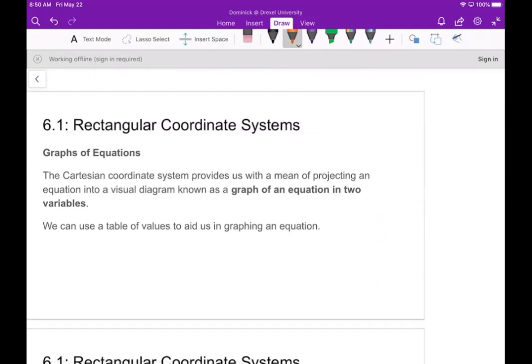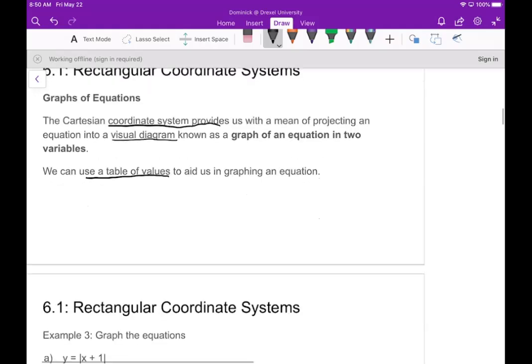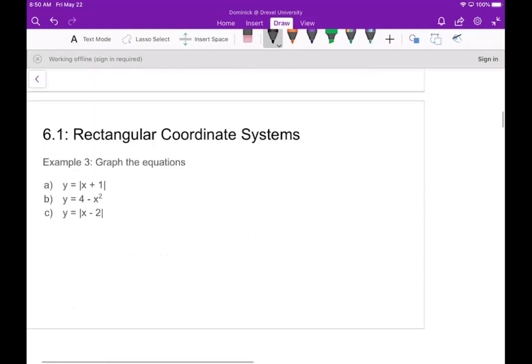Okay, now we're going to talk about how we can use the coordinate system to provide graphs of equations. So if you have a two variable equation, the coordinate system gives you a way of visualizing the relationship between your two variables. For now, we're going to talk about just using a table of values to graph an equation. We'll talk later on about some shortcuts that you can use for particular types of equations, but for now, we're just going to talk about graphing using a table of values.